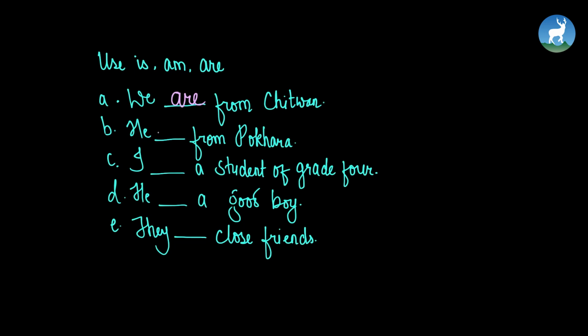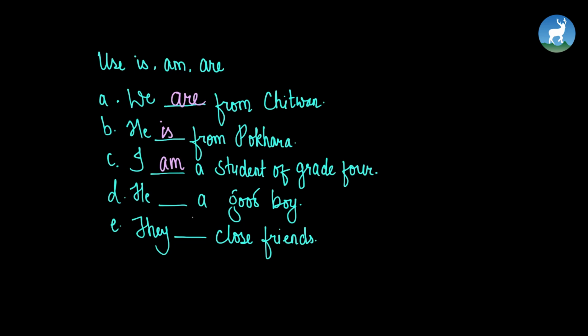He. Is he a singular pronoun or plural pronoun? He is a singular pronoun. Right? He is one. So, he is from Pokhara. I. What had I said about I? For personal pronoun I, we always use am.